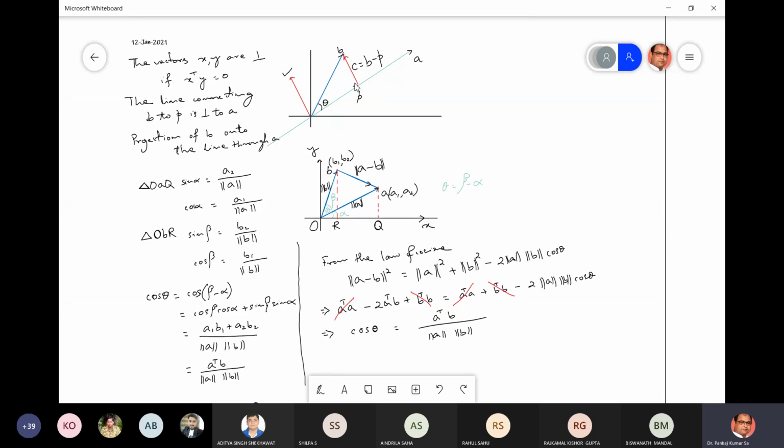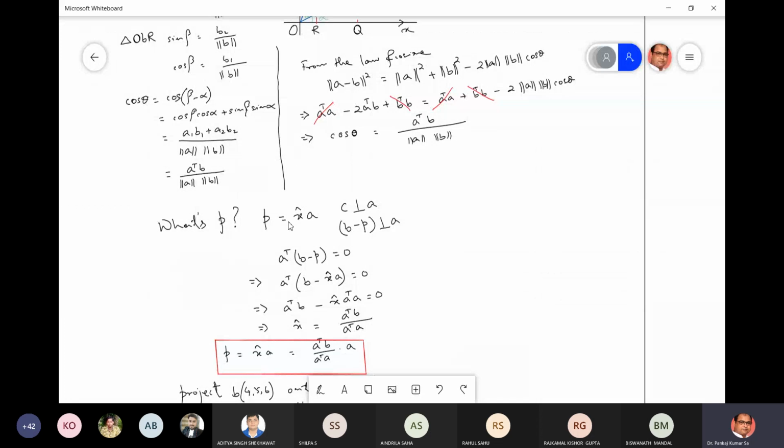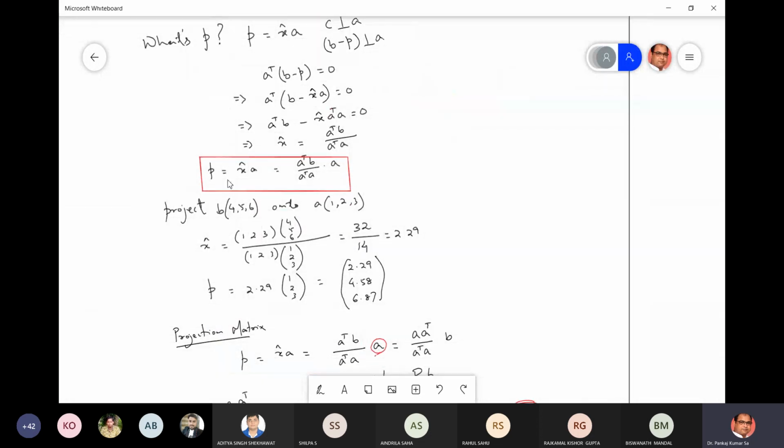So this red color is the orthogonal part. And if I start it from here, again from the origin itself, A is orthogonal to this C and so on. So we got this vector P, the projection of B onto A is P. P is equal to x cap A, and this is what we got: P is equal to A transpose B upon A transpose A times A.